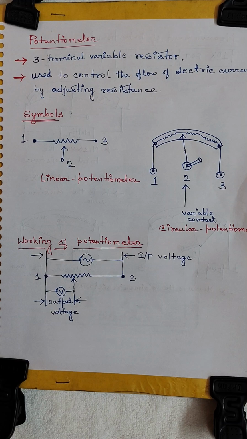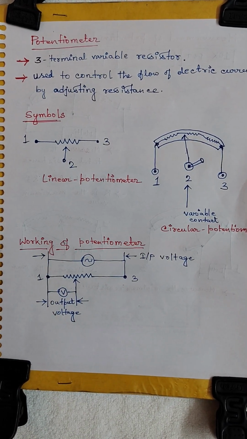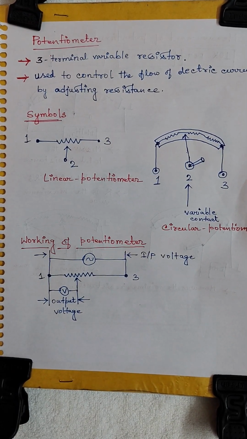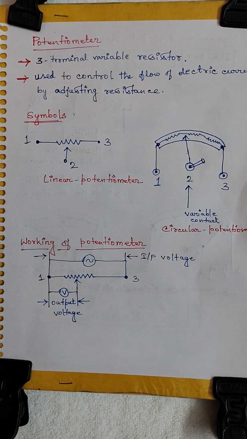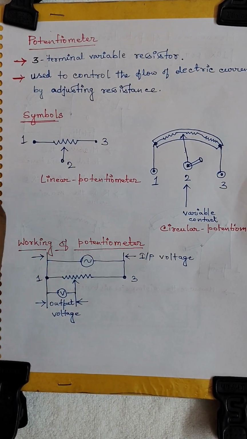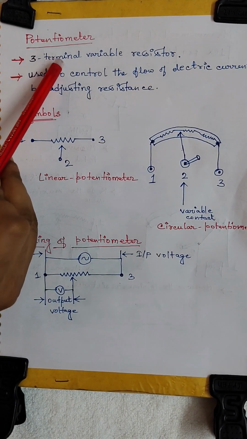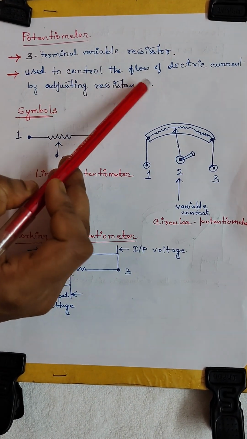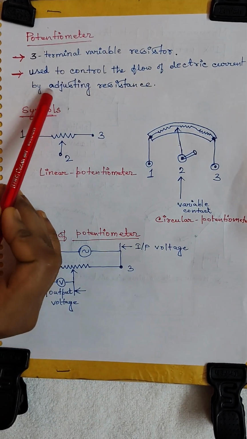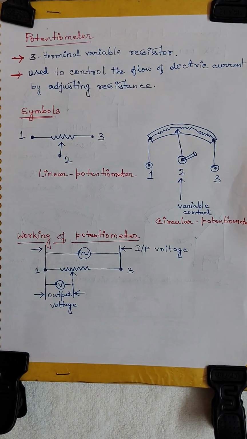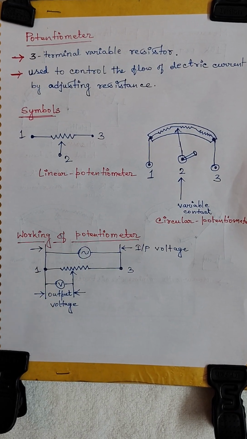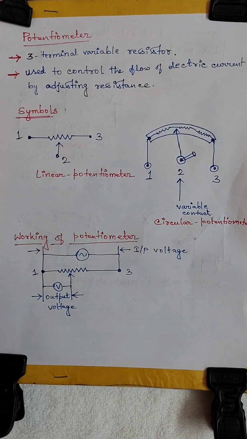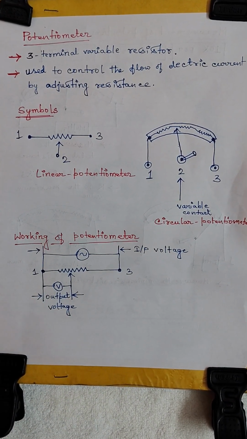Another type of resistor is also available in the market, which is potentiometer or variable resistor. Potentiometer is also known as a pot or pot meter. A potentiometer is basically a three-terminal variable resistor and it is used to control the flow of electric current by adjusting resistance. Now, there are two types of potentiometers available. First one is linear potentiometer and another one is circular potentiometer.